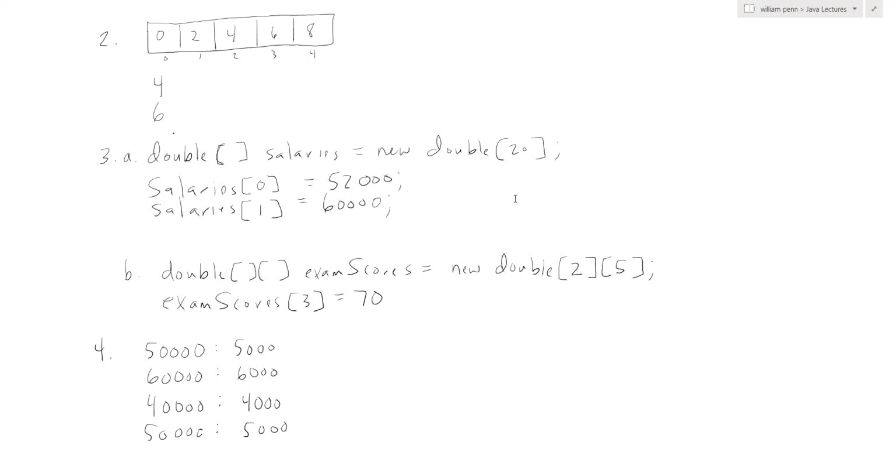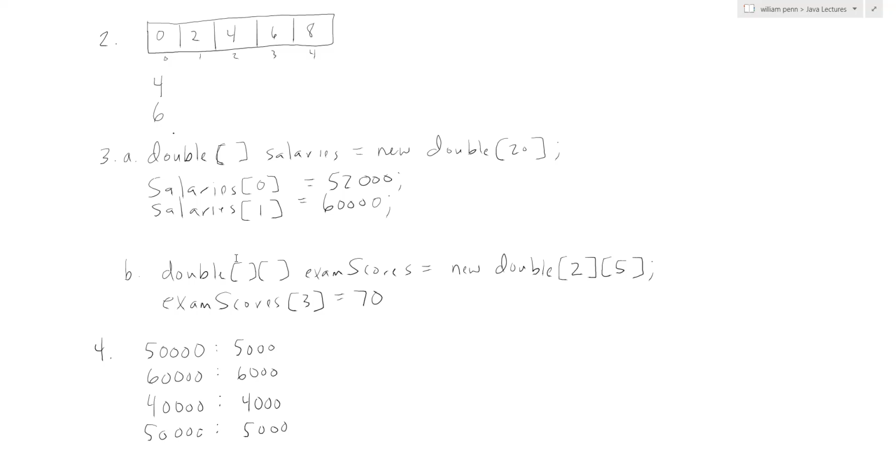Okay, item 3, this is the array to hold 20 salaries. You could make it integers or you could make it doubles, since it wasn't explicitly declared which one. So this could say double or int. But this is basically what you need to do. You need to create the array that has a capacity of 20, and then to add the first two values, 52,000 and 60,000, to the first two elements of the array, you would say salaries[0] is 52,000 and salaries[1] is 60,000, and that puts those values into the first two slots in the array.